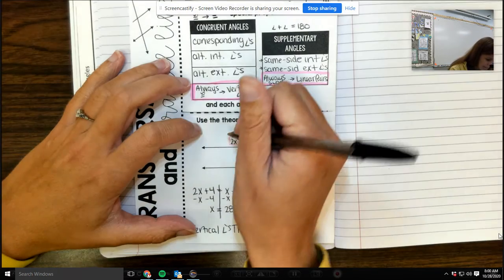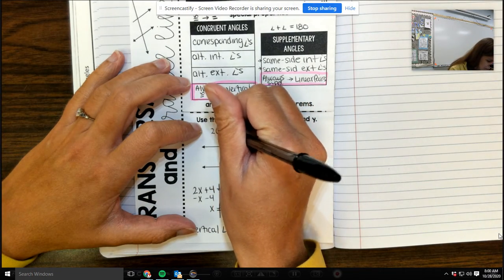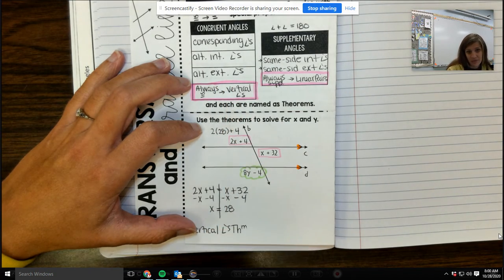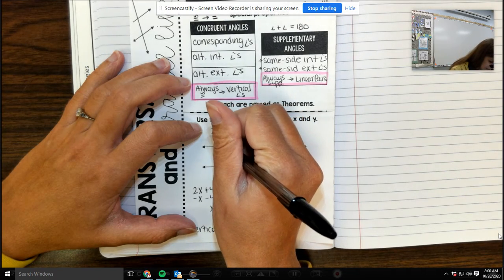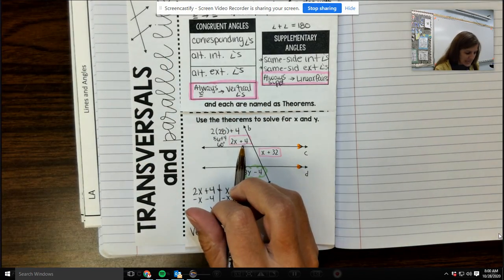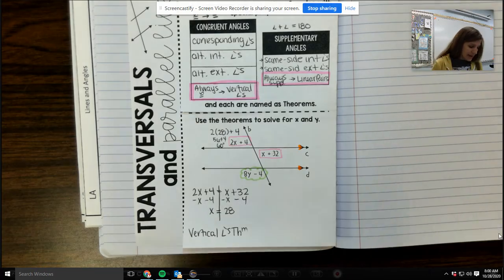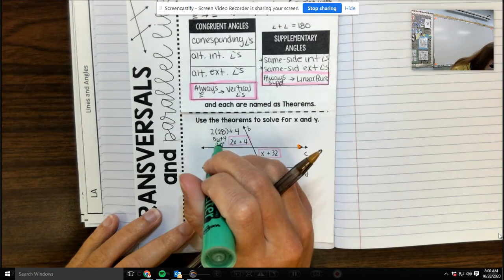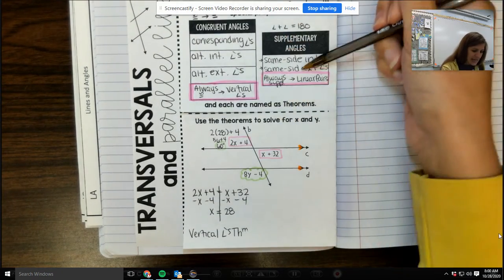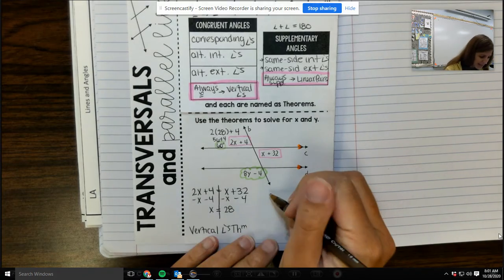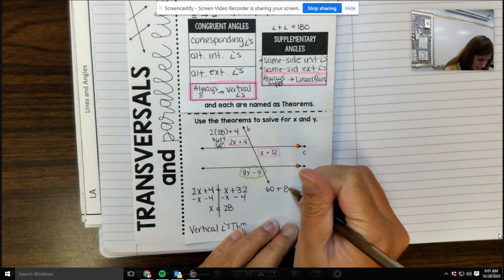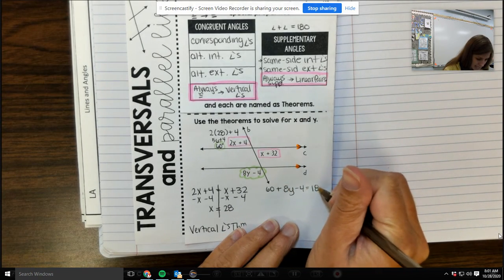So if I take 28 and plug it in and do 2 times 28 plus 4, I guess I could have plugged in 28 right there and just moved it over. Anyway, that's 56 plus 4, so 60. So I know that this angle right here is 60 degrees. I can use this along with my 8y minus 4 as a same side exterior angle pair. So I would add them up to equal 180. So I would do 60 plus 8y minus 4 equals 180.